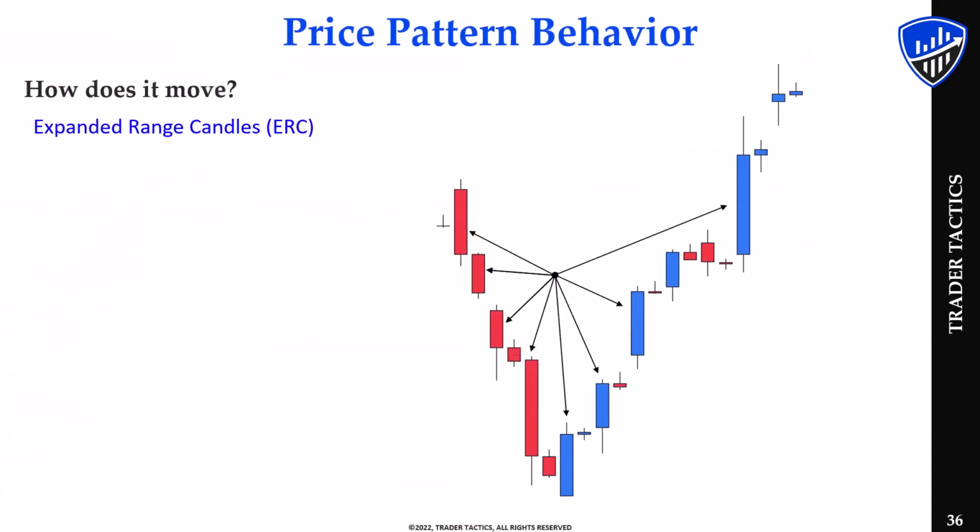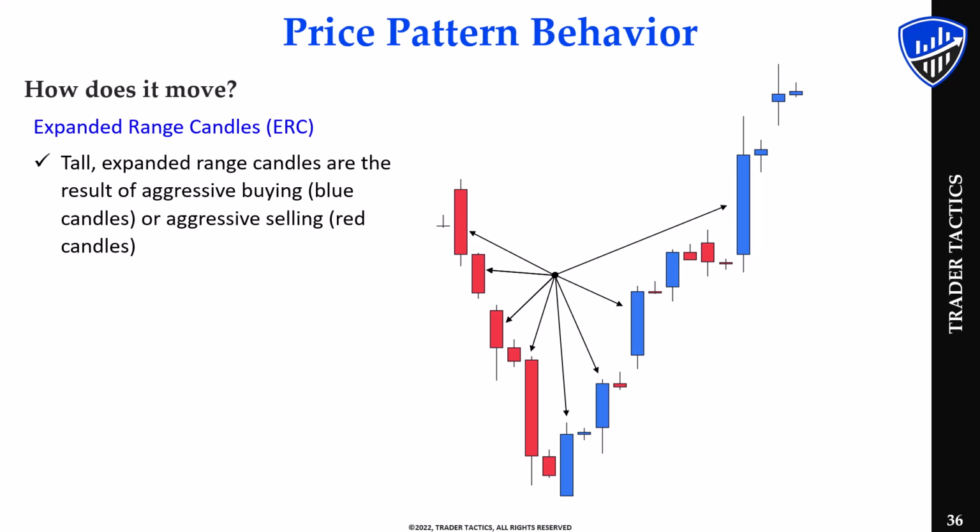So I'm going to give you an example. How does price actually move? Really, it moves in one of these two ways, where you have an expansion in price or a contraction in price. So an expansion or expanded range candle is what you see I've highlighted here. You have both red and blue. And so the expanded range candles, this is where you really have an acceleration of price movement going on. In other words, there's aggressive buying, that'd be the blue candle, or aggressive selling, that'd be the red candle. So these tall expanded range candles are the result of aggressive buying or aggressive selling.